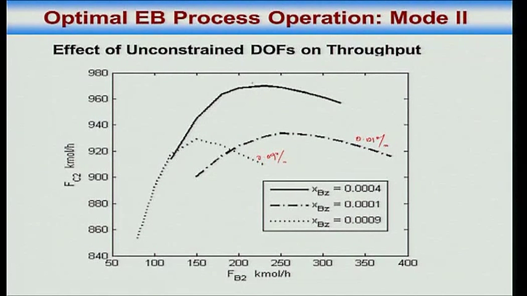You can see that the throughput here is about 970 kilomoles an hour. Maximum achievable throughput is 970 kilomoles an hour, and this is occurring somewhere around 230. If you don't play with the product impurity, the maximum achievable, at this extreme or that extreme, is about 930. So you are getting 40 kilomoles extra per hour throughput, and 40 is about 4% of 1000. 970 is about 1000, right? So 4% extra production just by playing with the two unconstrained degrees of freedom.